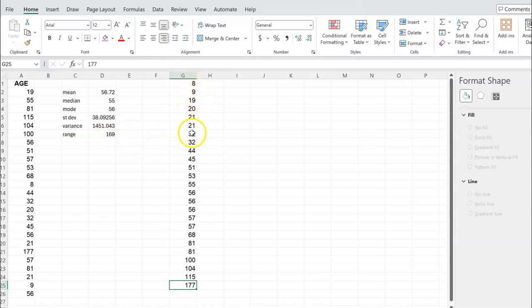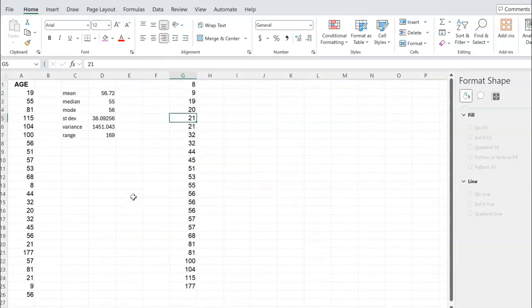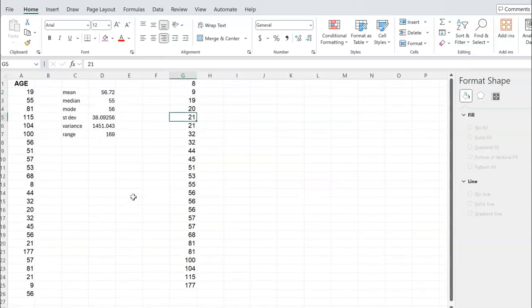And when they're in order, it makes it a little easier to find that mode also. So you can see that the mode's 56 because that happens 3 times, 57 happens 2 times, and 21 happens 2 times. So that might make it a little bit easier to use the technology to find that. But that's how you would find those values quickly.